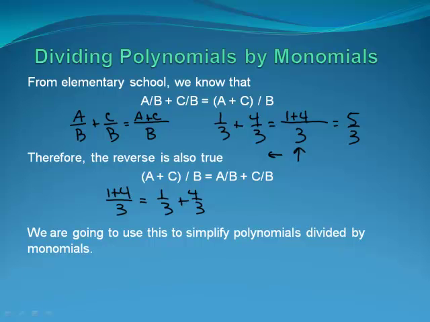Okay? Now what you did there, if you think about it, is you took one big fraction that had a single term denominator and you split that denominator out to each term in the numerator individually. That gave you this, and you got an equivalent expression. We are going to use this to simplify polynomials divided by monomials.